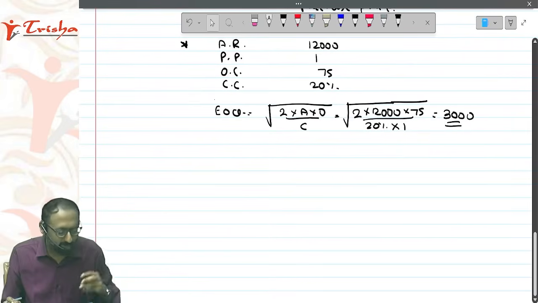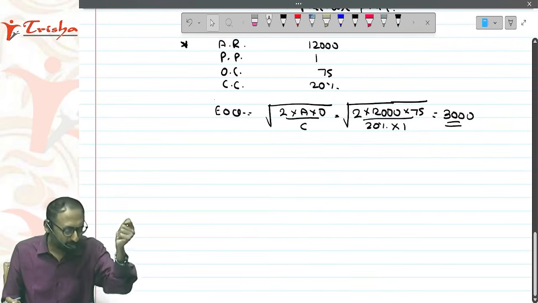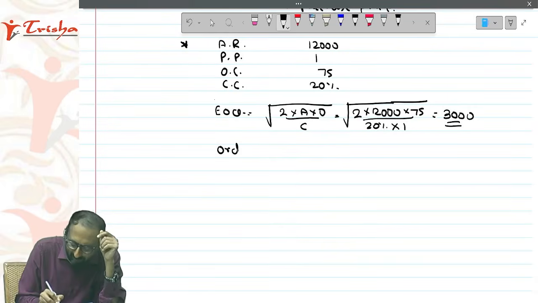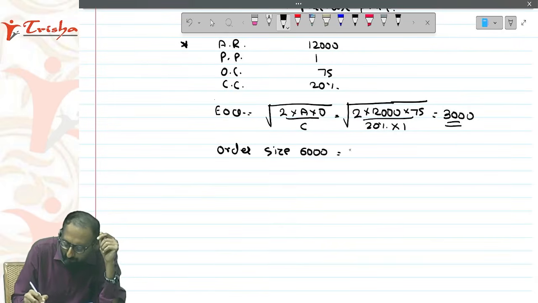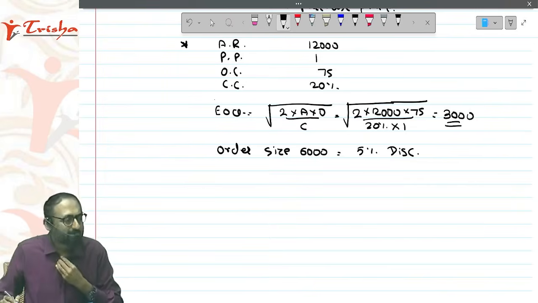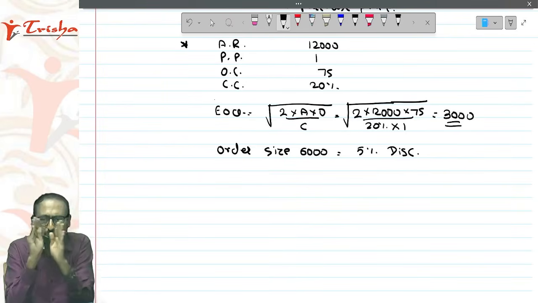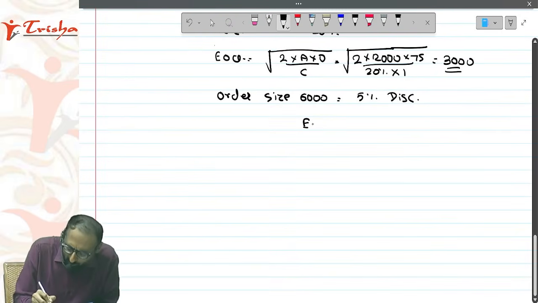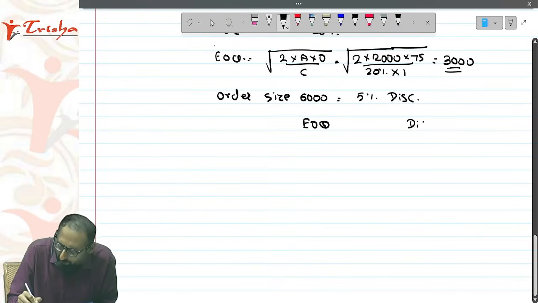Everyone will have to concentrate here. It is given in a question: if order size is 6,000, company is ready to give you 5% discount. Company is ready to give you how much discount, guys? 5% discount. Now please tell me which two columns you will have to compare. First column will be your economic order quantity and second column will be your discount policy.